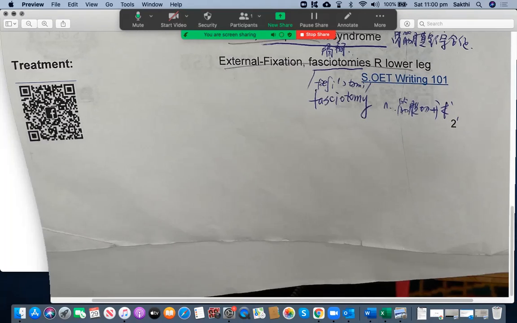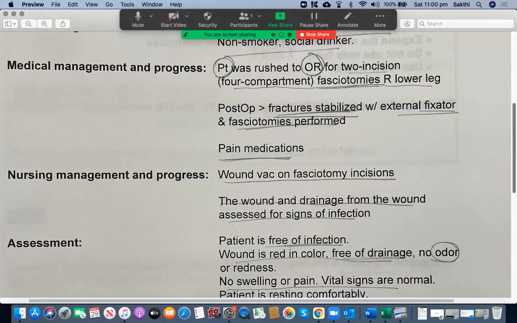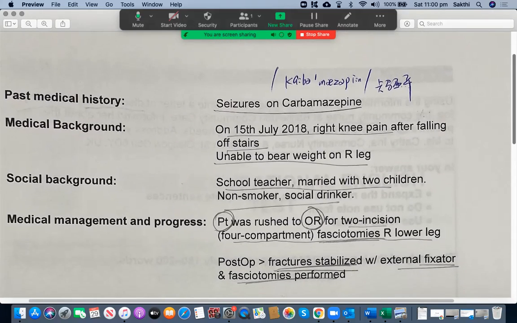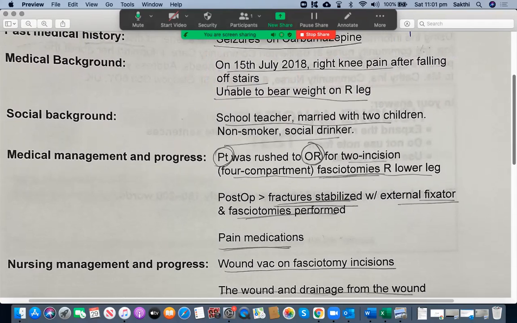All right, let me go to the next page. Past medical history, seizures on these ones. Okay, that's fine. Medical burden on 15 July, right knee pain after falling off stairs. Okay, that's all right. Unable to bear weight on right leg. I think she could have included this case note because that's still under the same criteria. Okay, she's a school teacher, married with two children, non-smoker, social drinker.